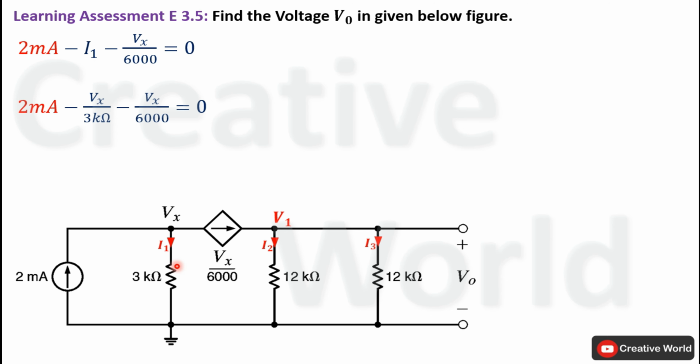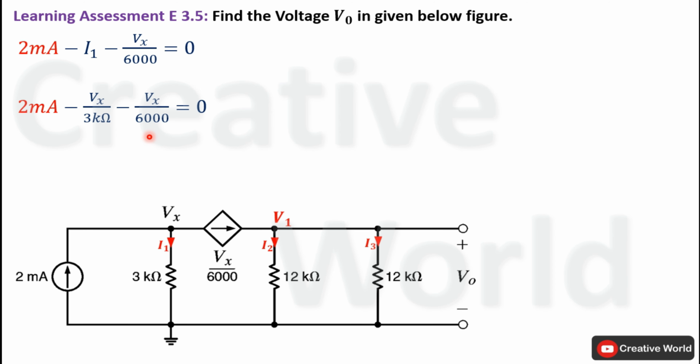Now we have to find the equation of current I1 and replace this variable I1 with that equation. Current I1 will be equal to voltage across this 3 kilo ohm resistance divided by the value of resistance. In this case, voltage across this resistance is Vx, while the value of resistance is 3 kilo ohm. So I1 will be equal to Vx divided by 3 kilo ohm. In this equation, only one variable exists, that is Vx. So we can calculate its value.